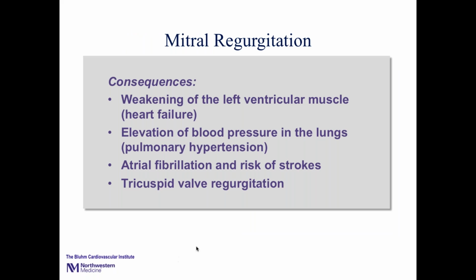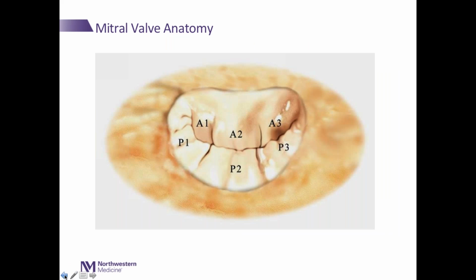But this causes symptoms secondary to weakening of the left ventricular muscle, otherwise known as heart failure, elevation of blood pressure in the lungs, otherwise known as pulmonary hypertension, atrial fibrillation and the risk of strokes, and also tricuspid valve regurgitation. This is what we see in surgery when we look at the mitral valve. It's a valve with 2 leaflets.